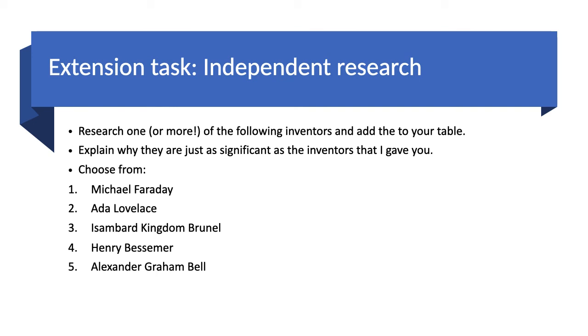Once you've chosen one or more, if you want to, and you've added them to your table, I want you to explain why they are just as significant as the inventors I gave you. To explain why there's no real reason that these guys have been left out. So you can choose from Michael Faraday, Ada Lovelace, the only woman on here, you notice, Isambard Kingdom Brunel, Henry Bessemer, and Alexander Graham Bell. Now you can do one of them, you can do two of them, you can do all of them. It doesn't matter to me.